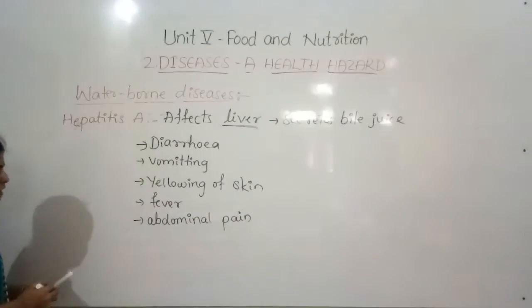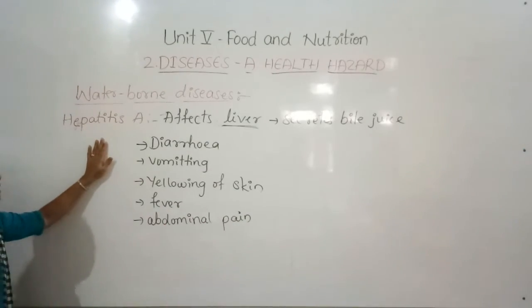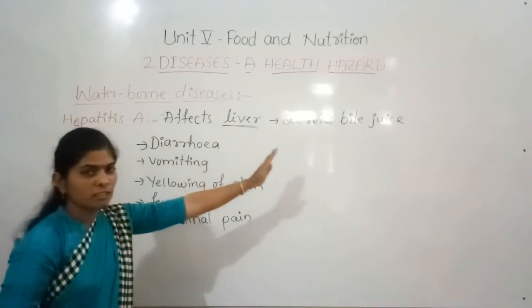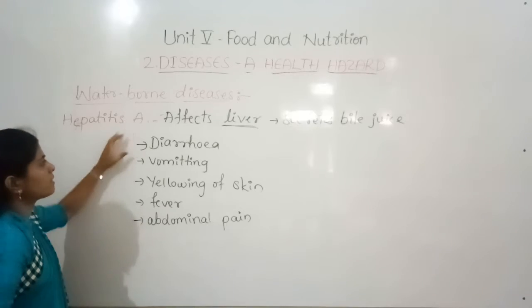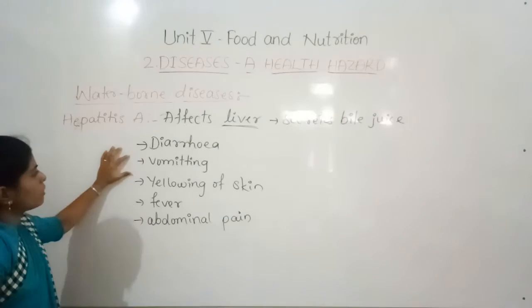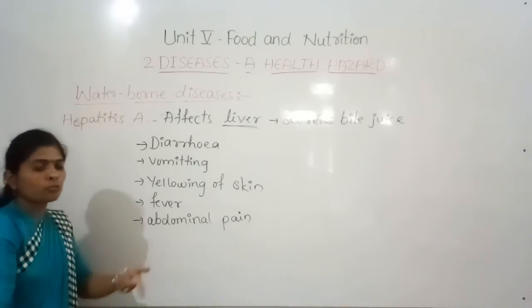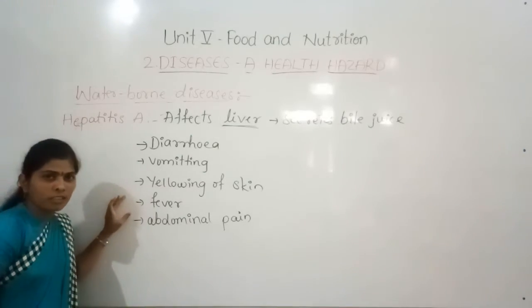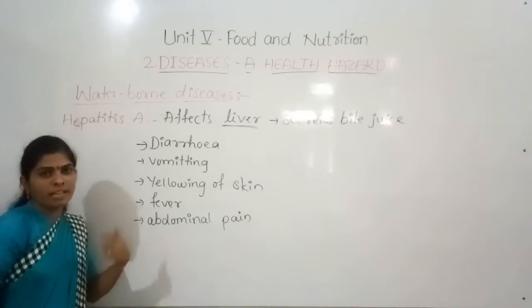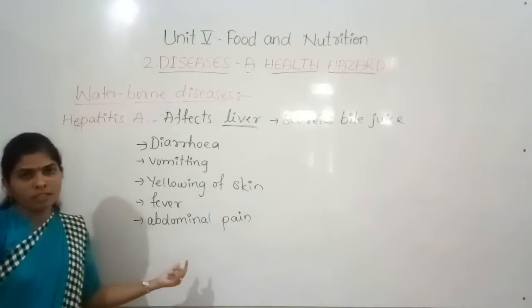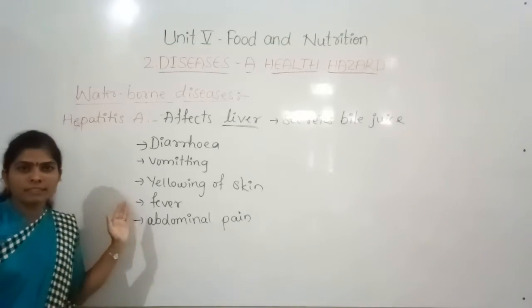So here are the symptoms of hepatitis A. Hepatitis A affects the liver, and the symptoms are diarrhea, vomiting, yellowing of skin, where the skin color turns yellow, and fever and abdominal pain. There is pain in the abdomen. So these are all the symptoms of hepatitis A.